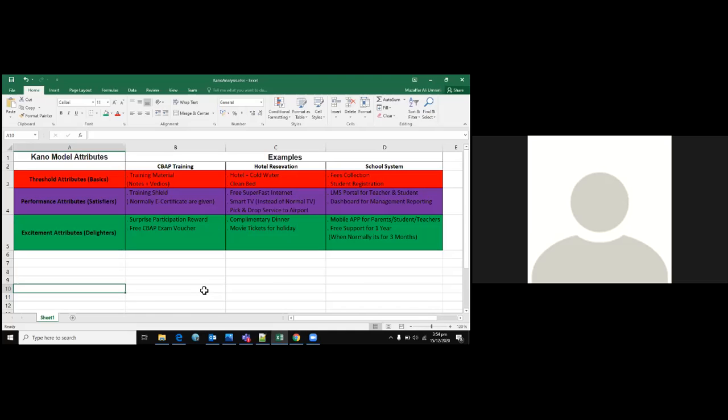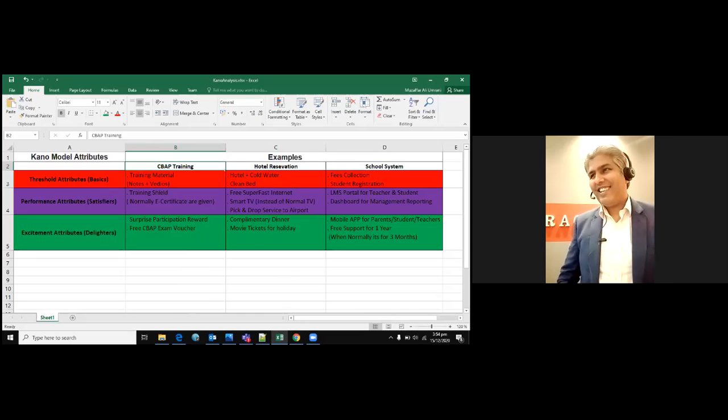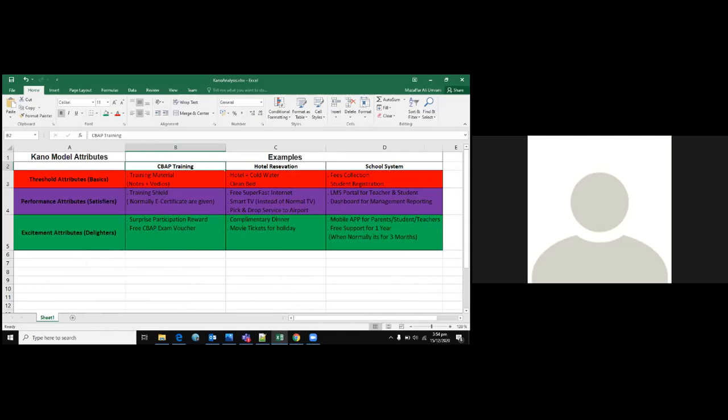Actually, I have chosen three examples based on these techniques. The first one is our training, the CBAP one. The basic attributes we are expecting are the training material, notes, and videos. The performance attributes can be a training shield. Usually e-certificates are given, whereas the excitement attributes can be a surprise participation award or a free CBAP exam voucher. The other case is hotel reservations.